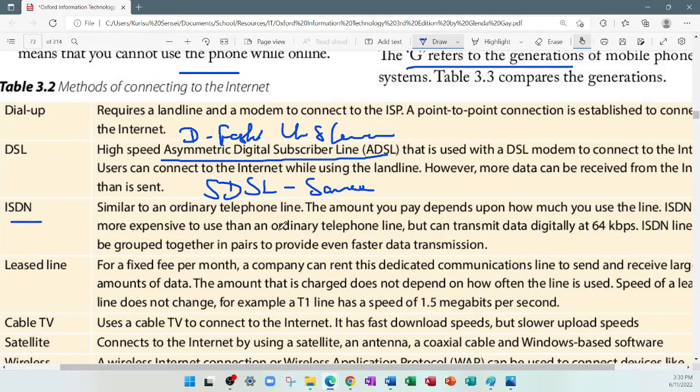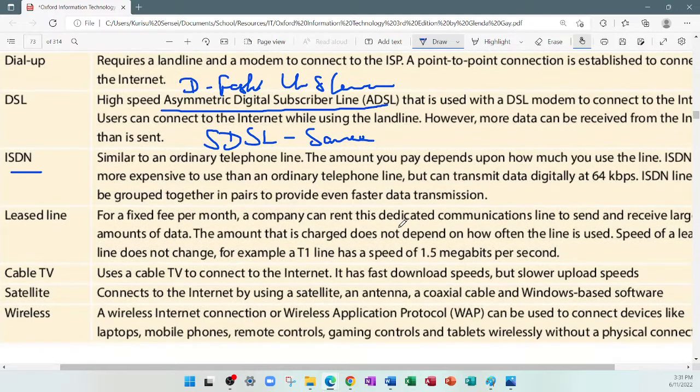ISDN is another form of internet connection. It's basically combining more dial-up connections to give you an internet service. We also have what is called the leased line, which is basically a dedicated communication line. Back in the past, persons would rent the communication line, the same phone cables that would be set up. They would rent that cable basically. So that's why it's called a leased line. They get a more dedicated connection.